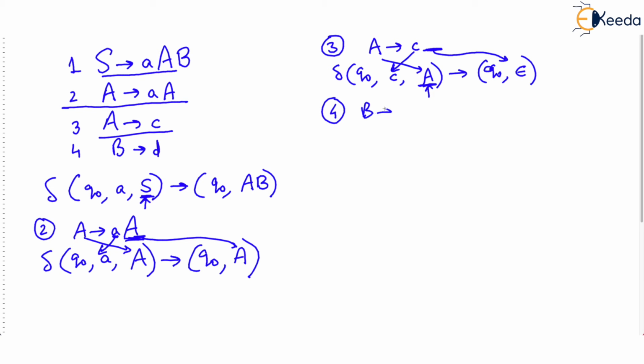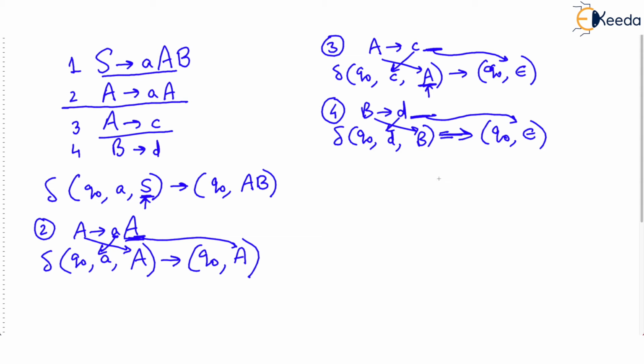Take the fourth production now. B derives d. Now this can be written as delta Q0. So in Q0 when the machine reads d and top is B, then the result is the machine stays in Q0 and whatever is there after d, we were writing it here, but there's nothing after d, so we'll write epsilon.